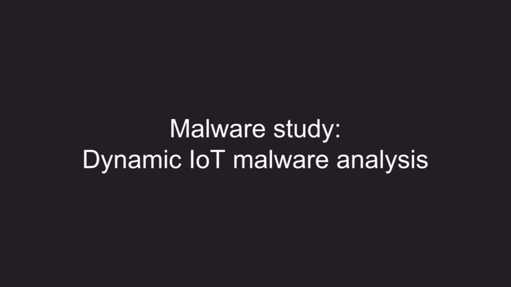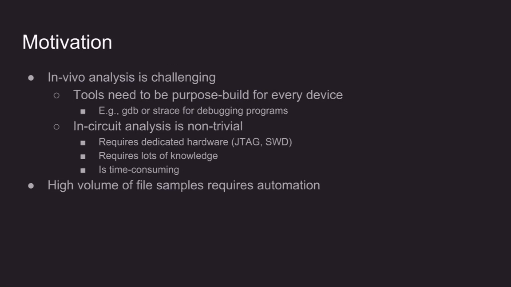Okay, then we come to the part of the dynamic analysis. After having collected the samples, we also wanted to extract some indicators of compromise by running the samples. And the problem here is that in vivo analysis is very challenging. If you want to analyze the malware in its environment, you need to build tools for every device. So you need to compile GDB or strace to gather syscalls. And if you want to go even deeper, then you will do in-circuit analysis with a JTAG device. But this is non-trivial. It requires lots of knowledge, such as knowing the registers of the CPU and so on. So it is very time-consuming. So if we want to analyze a high volume of samples, we need to automate that.